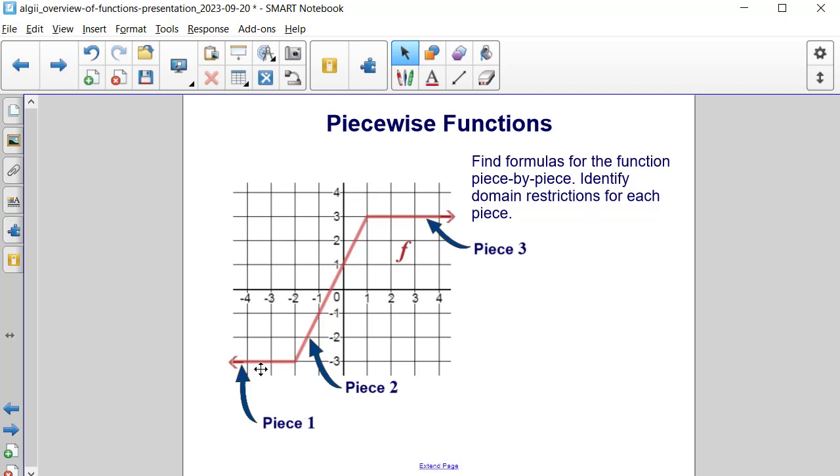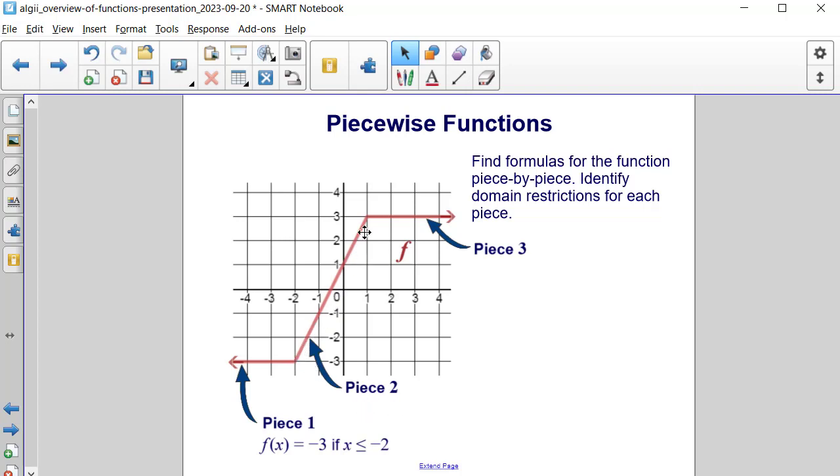We can see that from -2 all the way to -infinity, or for x values less than or equal to -2, the function has a value of -3. So we can write this as f of x is equal to -3 if x is less than or equal to -2. Now let's look at the second piece.